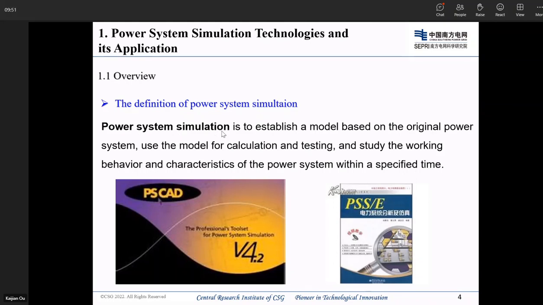Power system simulation is the establishment of models based on the original power system, and using the model for calculation and testing, or to study the work behavior and character of the power system within a specific time. So this is power system simulation.